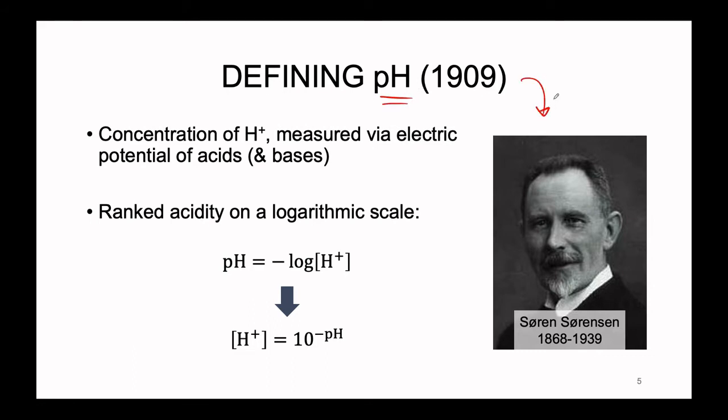So in 1909, the scientist right here by the name of Søren Sørensen defined pH as a way to measure the concentration of H plus. So what he was doing was measuring electric potentials or conductivities of solutions as a way to figure out how many ions were present. Specifically, he was looking at this ion right here, the H plus. Now, pH is also useful for measuring the concentration of H plus in bases, because when you are working with a basic solution, there is still going to be a little bit of H plus around. And we will talk about what that means as we link pH and pOH, as we link acids and bases and their natures all together.